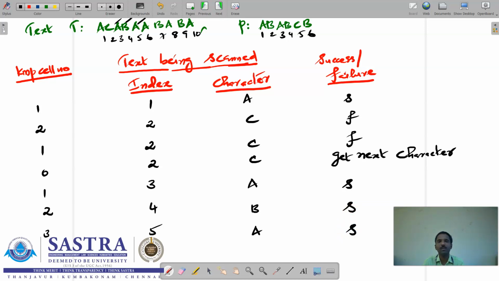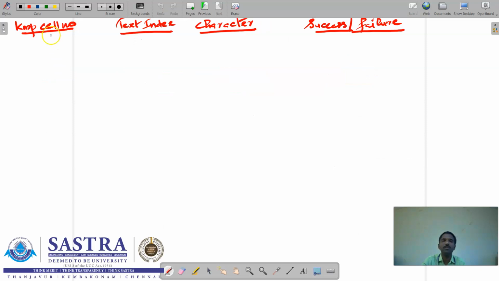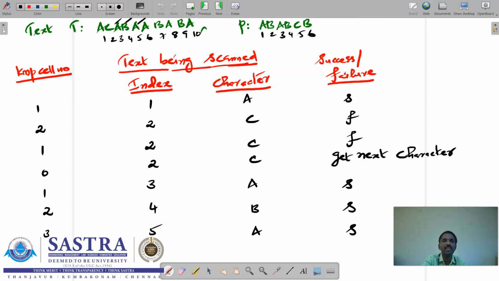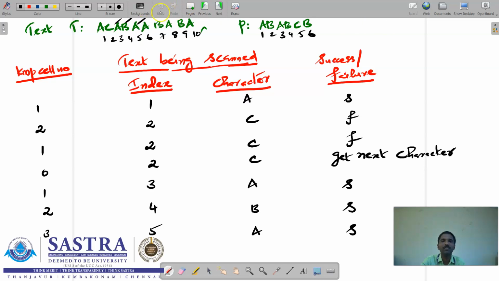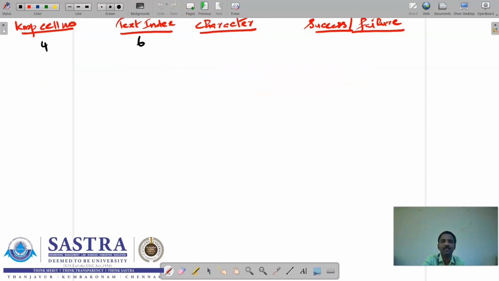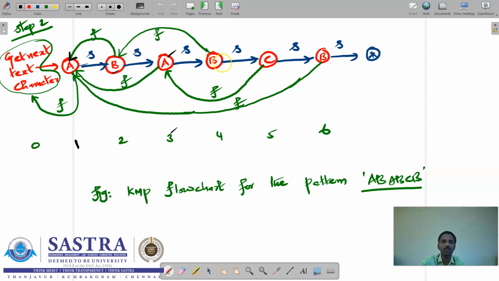Then next stage, cell number 3, we have got success. So let's write in the next page. Cell number 3 got success. So KMP cell number is changed to cell number 4. Next, the index is incremented, 5 becomes 6. At the 6th index, we have a character A. Now check if the KMP cell number 4 has a value capital A. Cell number 4 has a value B. This is not a character A.